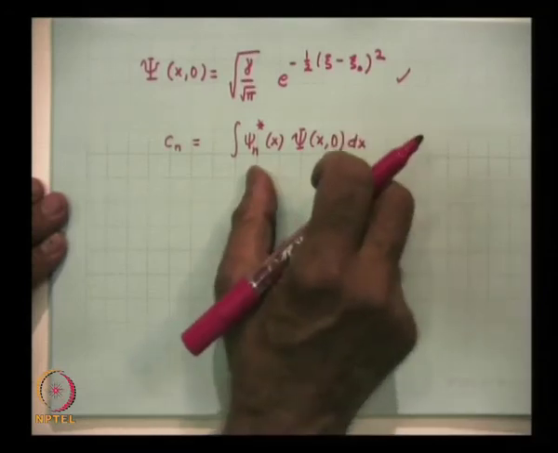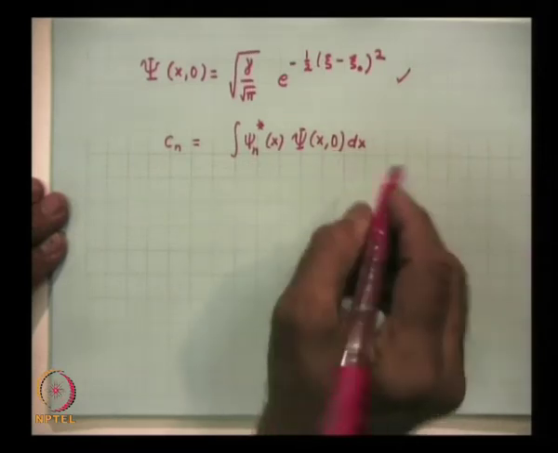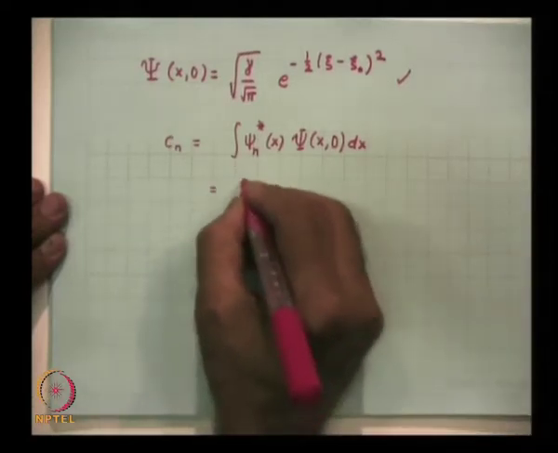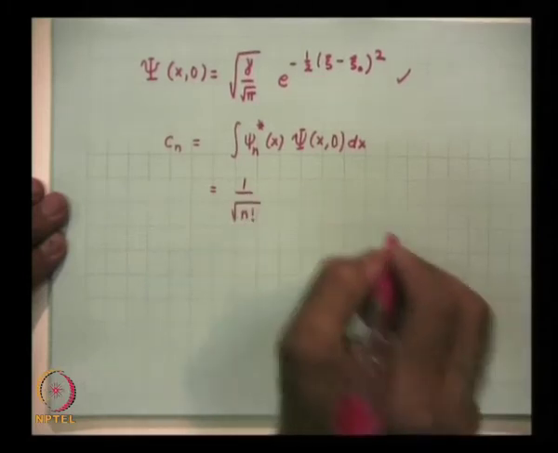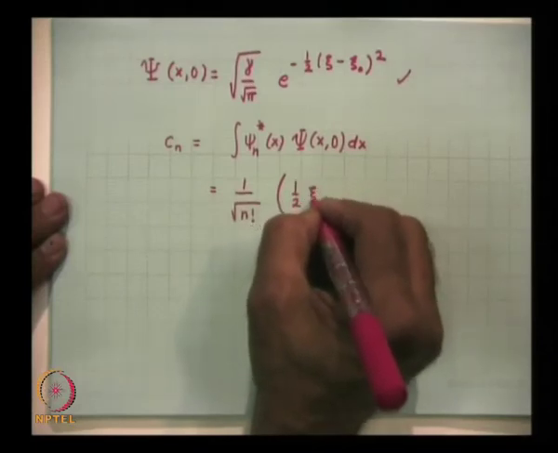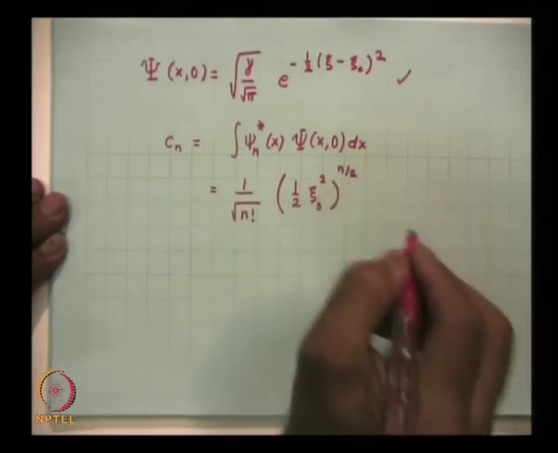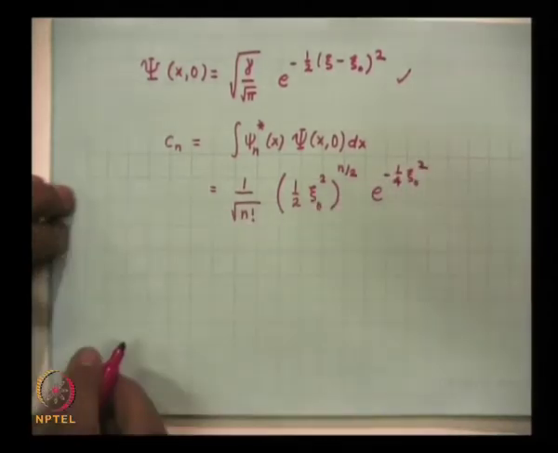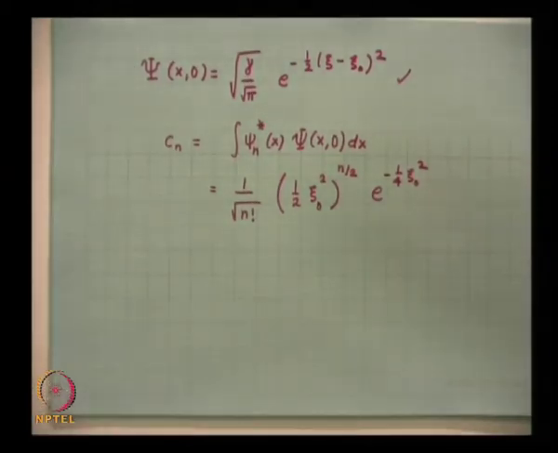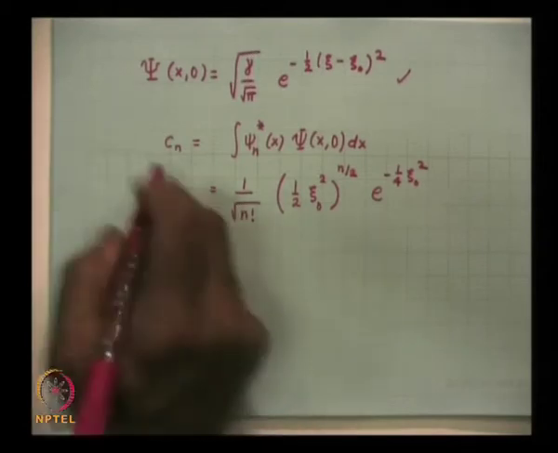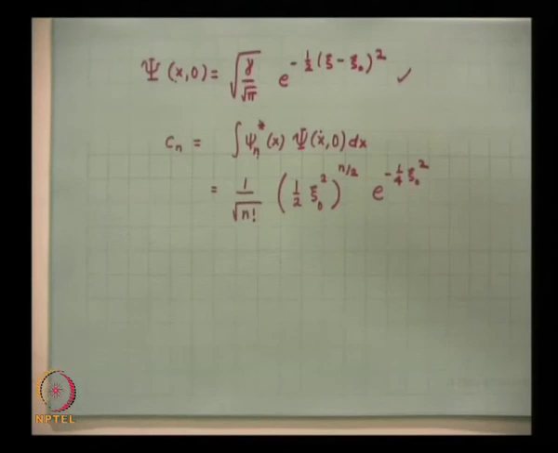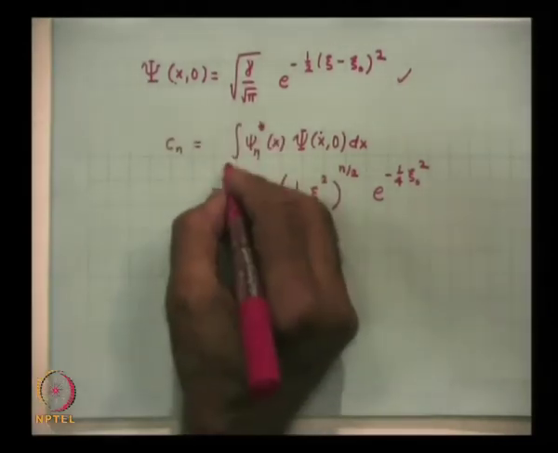The algebra is a bit complicated, involved. It is given in many books, including my book with Professor Lokanath. And the final result is that it's slightly complicated: square root of n factorial, half xi naught square raised to the power of n by 2, e to the power of minus quarter xi naught square. So, this is if psi of x comma 0 at time t equal to 0 is given by this expression, then the coefficient C of n, if you substitute this expression and use for psi n of x the Hermite Gauss function, carry out the integration from minus infinity to plus infinity.